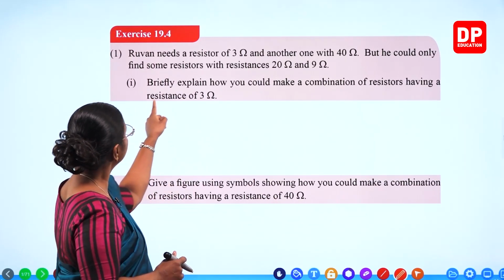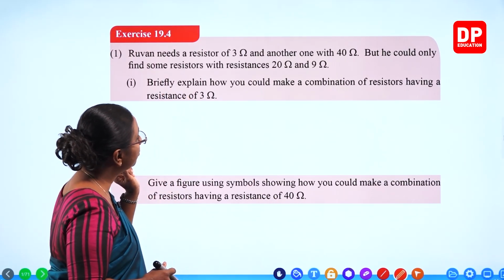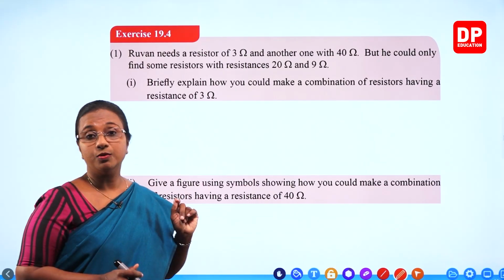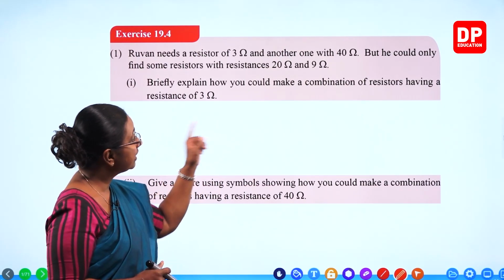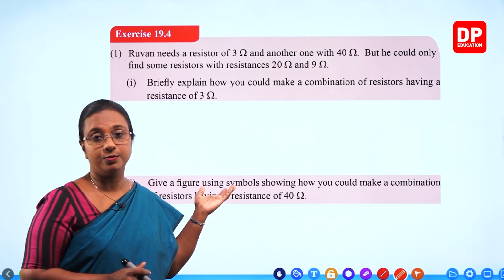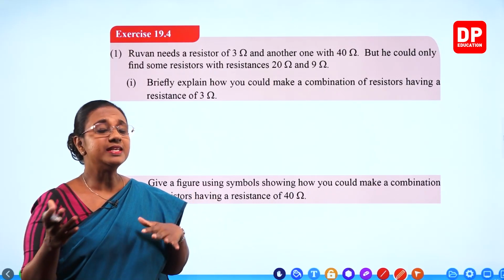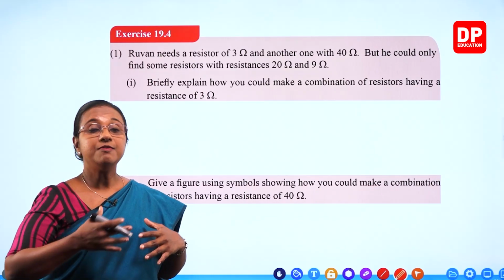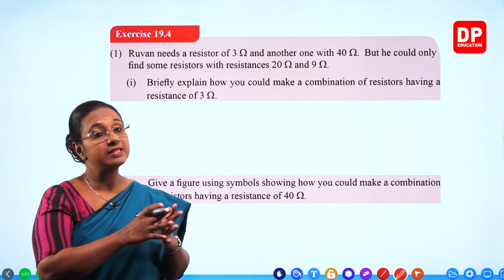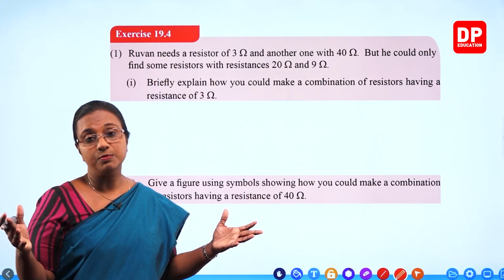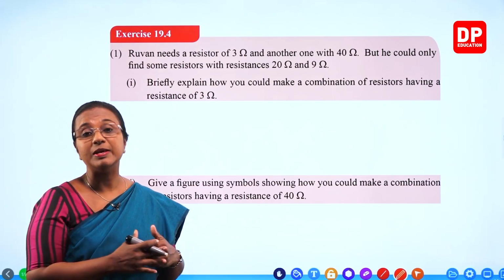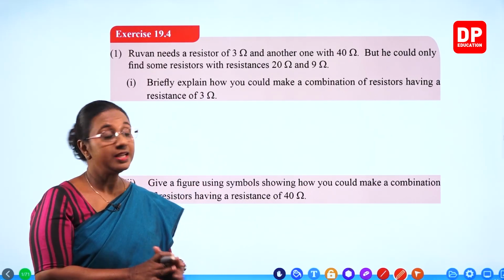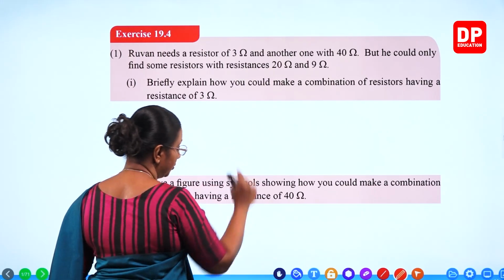The first question is to briefly explain how you could make a combination of resistors having a resistance of 3 ohm. So you can see 3 ohm is less than 9 ohm and 20 ohm. Now 20 ohm is an even number. By looking at these itself, you can get an idea. If you combine 20 ohms in a series manner, obviously it will be more. 9 ohm in a series manner will be greater than 9 ohm. So we have to go for a parallel combination, and in that also you have to select.